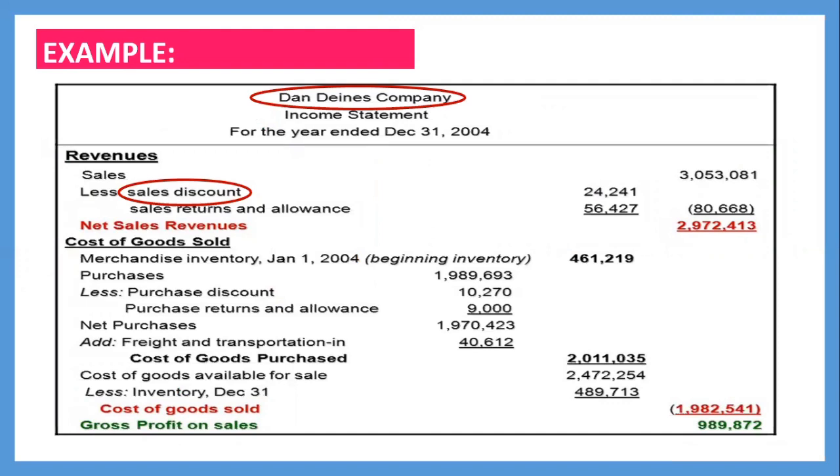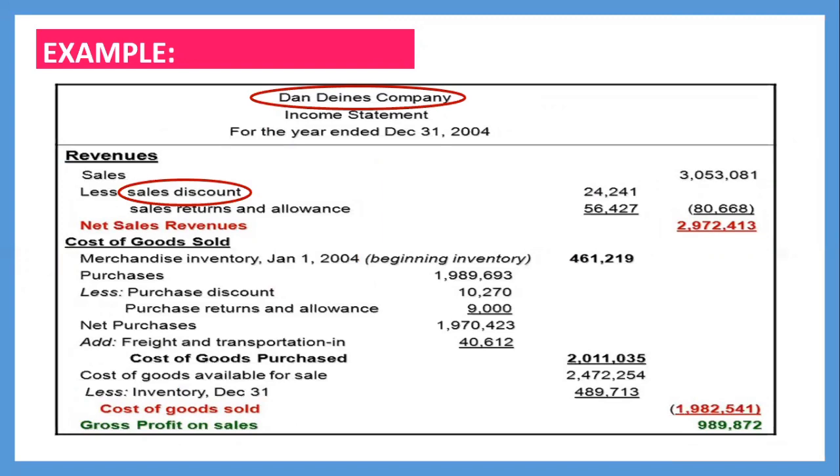So as you can see, under revenues, you have sales, because we are assuming that this is a merchandising type of business, and it is deducted by sales discount, okay? So that's an example of sales discount because that's a grant coming from the company. Next, we have sales returns.